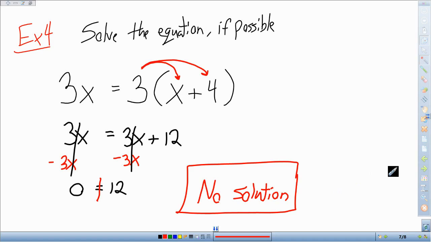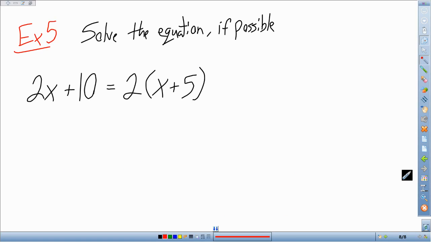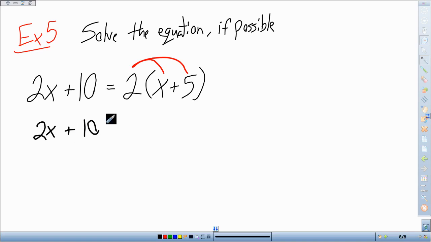Okay, let's look at one more. You might be able to piece together in your head already what's going to happen here, but let's go ahead and do it. Take a second, copy this. Let's start by distributing our 2. I'm going to bring down this 2x plus 10 on the left. On the right, I have a 2x plus 10. Kind of interesting, same thing on both sides, but let's go the distance and actually solve this thing.